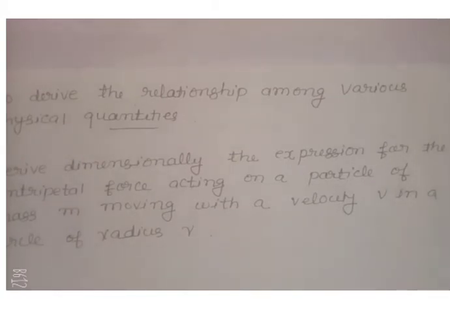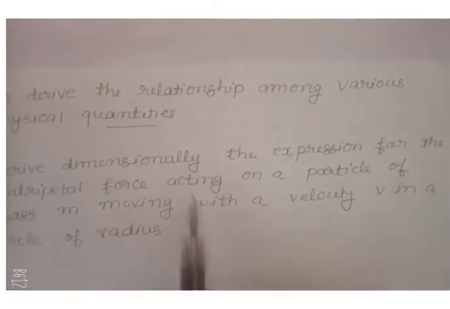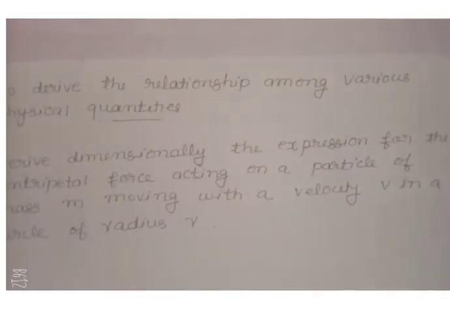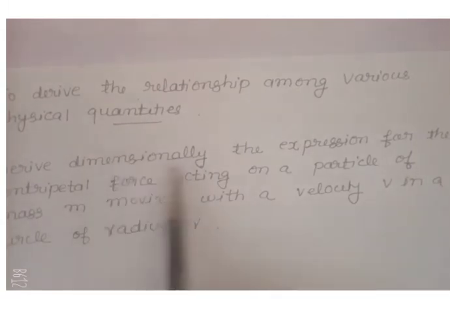In that question: derive dimensionally the expression for the centripetal force acting on a particle of mass m, moving with a velocity v in a circle of radius r. So read the question again. Derive dimensionally the expression for the centripetal force acting on a particle of mass m moving with a velocity v in a circle of radius r.